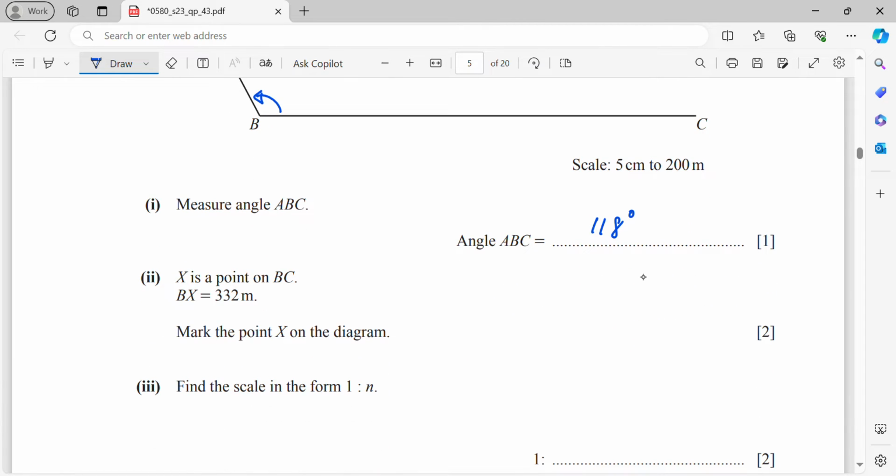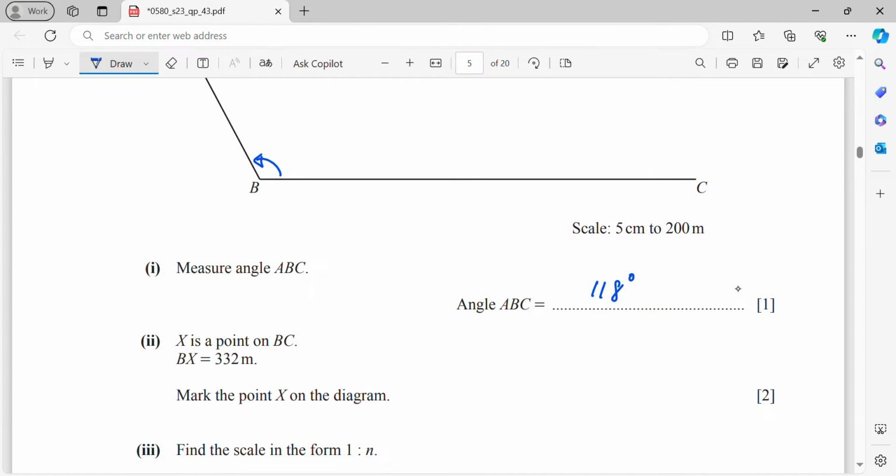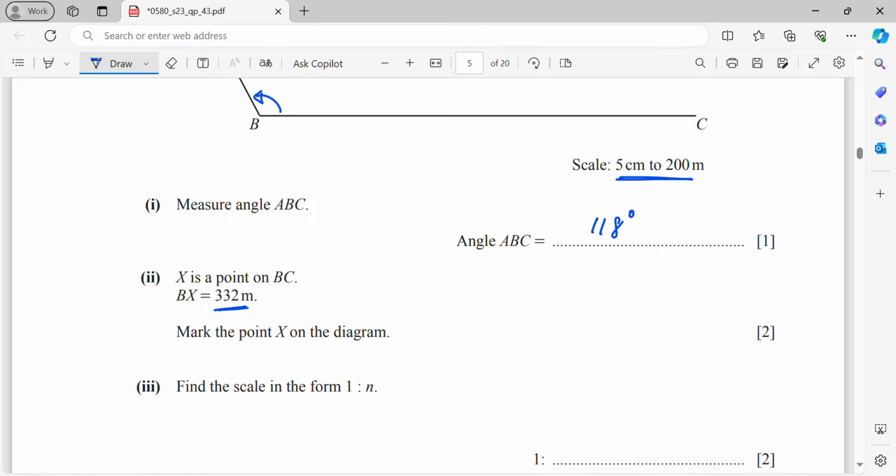Okay, now second part, X is a point on BC. So BX is 332 meters. Mark the point X on the diagram. Okay, so now here it is mentioned 5 centimeters to 200 meters. Right, so now it is 332 meters. So 5 centimeters representing 200 meters, both in meters. So if it is 332 meters, it will be X centimeters.